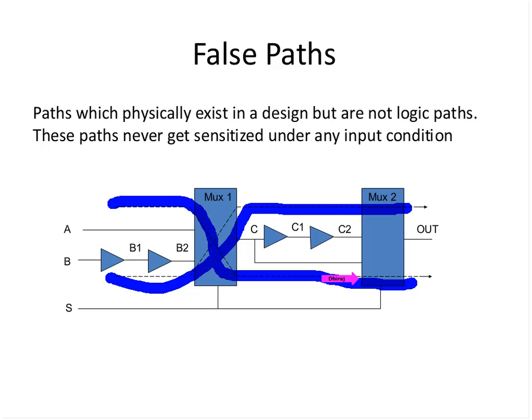Any setup check or any hold check starting from this block is false. Why? Because the value never changes. No change in value means it is not going to trigger any setup or hold check. But PrimeTime does not know that, the STA tool does not know that. You have to tell the STA tool that it is a false path from this block. This is one example. We will see a lot more of this in lab sessions.